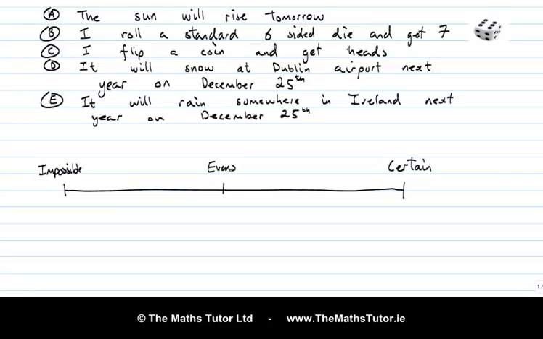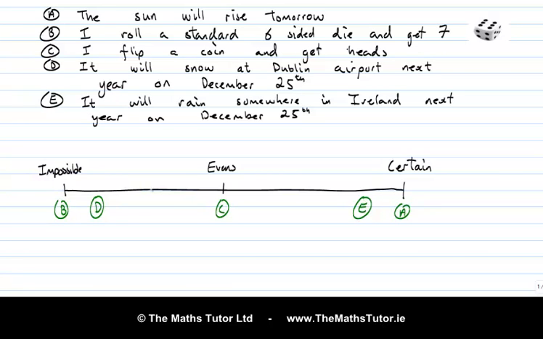So let's see where our events A, B, C, D, and E lie on this scale. Well, we say that A is certain, so we'd put A at this end here. B, rolling a 7 on a standard 6-sided die, well, that's impossible, so that goes at this end. Event C, flipping a coin and getting heads, we said that was evens, so we'll put it in the middle here. And what about D, the event of snowing at Dublin Airport next Christmas Day? Well, that's not impossible, but it is unlikely, so it might go somewhere in here on our scale. And event E, the event of raining somewhere in Ireland next year on December 25th, well, that's not certain, but it is very likely. So we put it somewhere here.